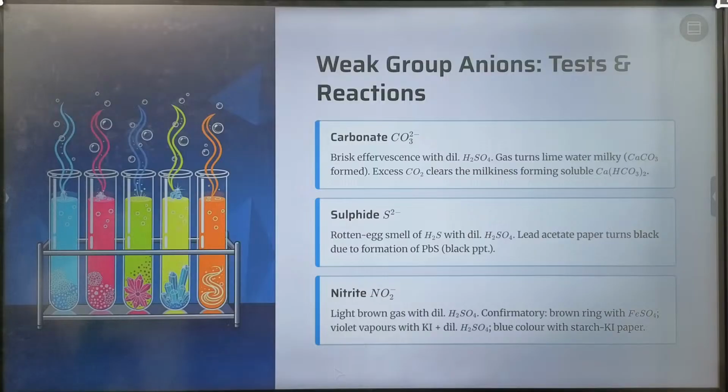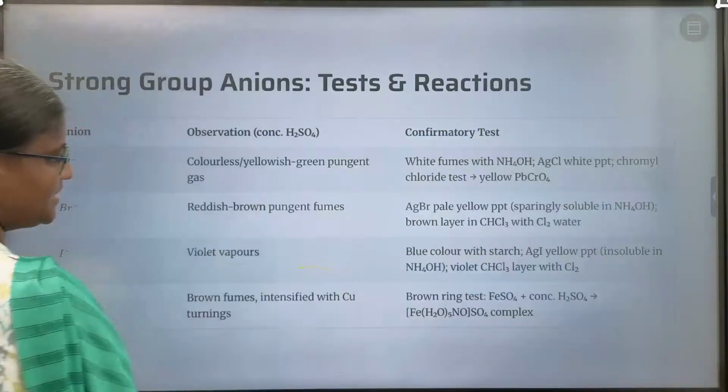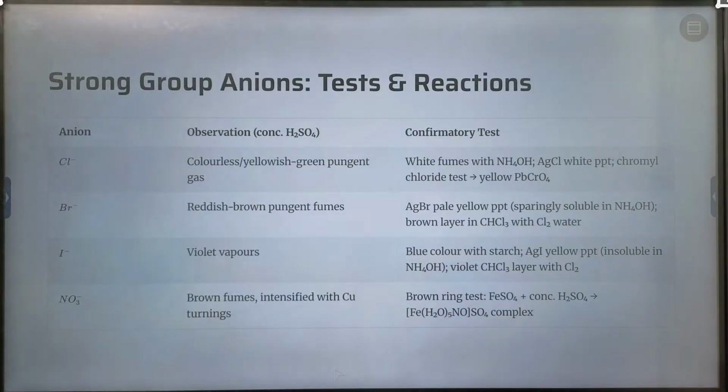And that iron nitrosyl complex is actually that brown colored substance, and that is formed as a ring. So that is a confirmatory test. We usually go for the brown ring test to identify the presence of the nitrite.